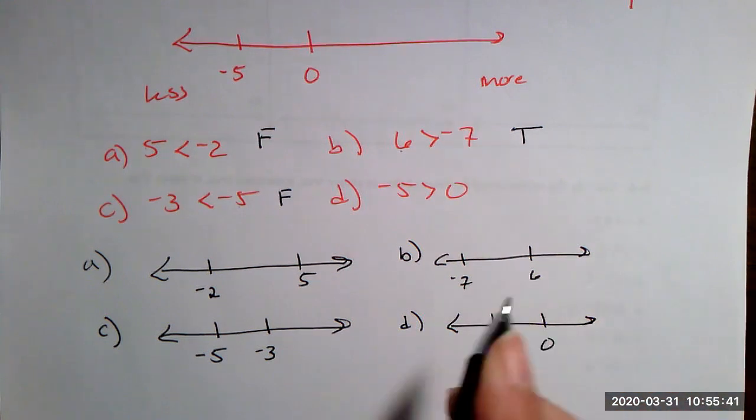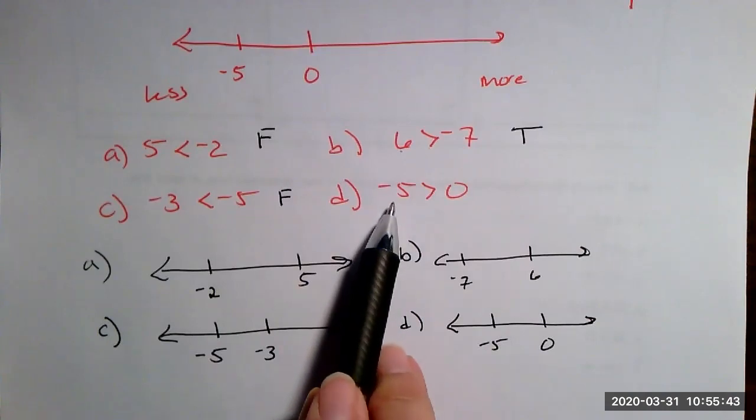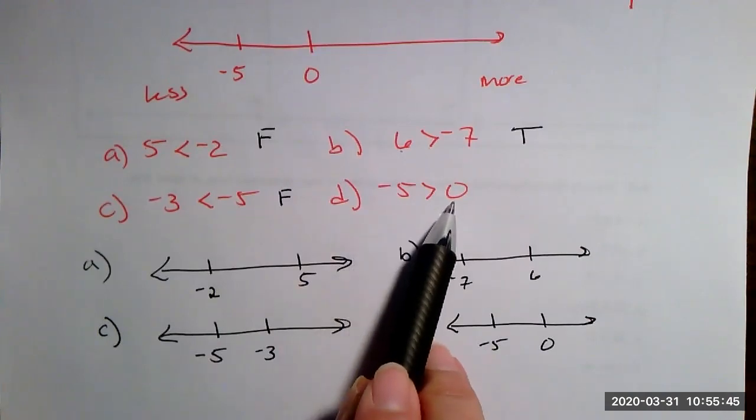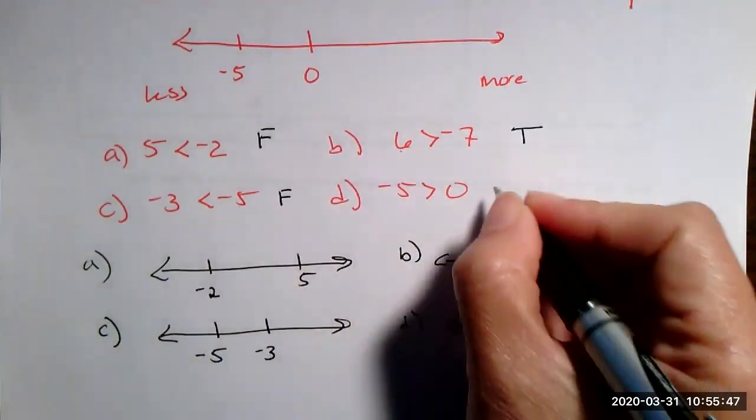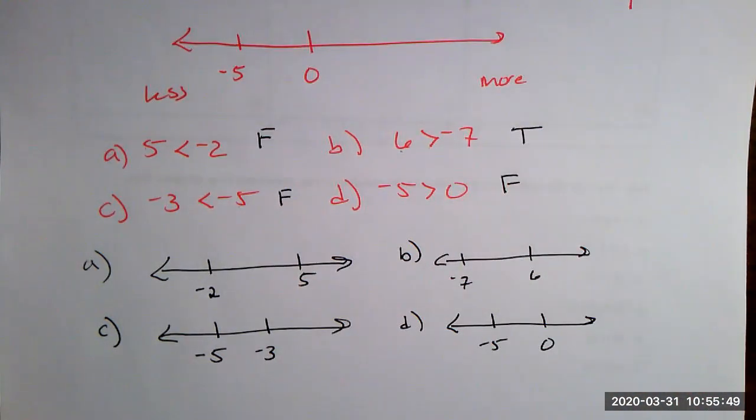-5 goes here, 0 goes here. Is -5 greater than 0? No, it's less than 0. So this is false. Some of you could do this in your head and get the right answers. Great. But if you start seeing a bunch of these and get confused a little bit, all it takes is 2 seconds to put it on a number line and just say the words out loud and see if it makes sense to you. All right?